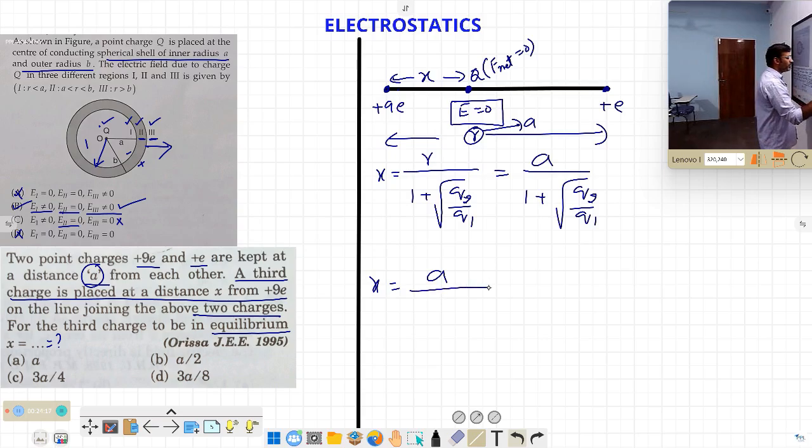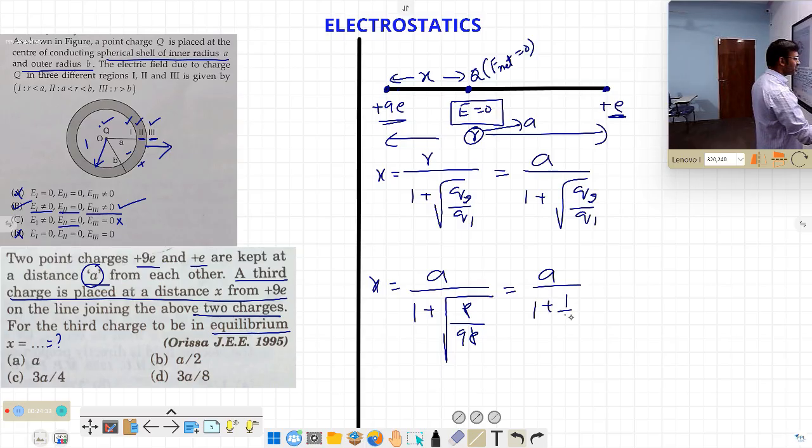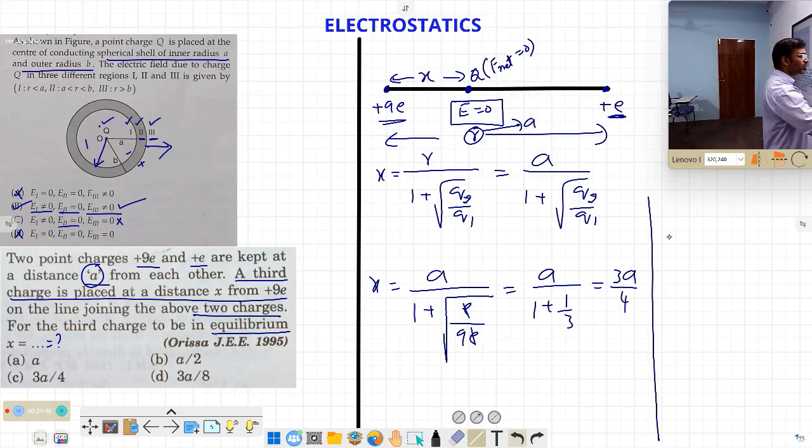x equal to a by 1 plus, what is q2? q2 is the second charge and this is the first charge, because we always take the distance of the null point from the first charge. So that is e by 9e. The e gets cancelled, so we get a by 1 plus 1 by 3, because root 9 is equal to 3. Solving, 3 plus 1 is 4 by 3, and a divided by 4 by 3 is 3a by 4. So the answer is x equal to 3a by 4.